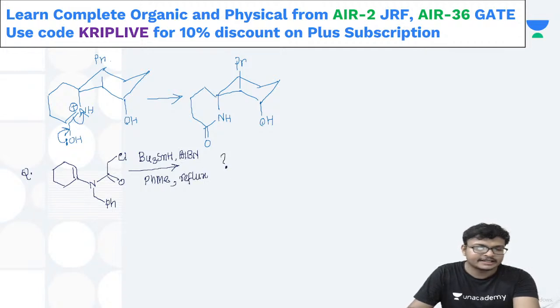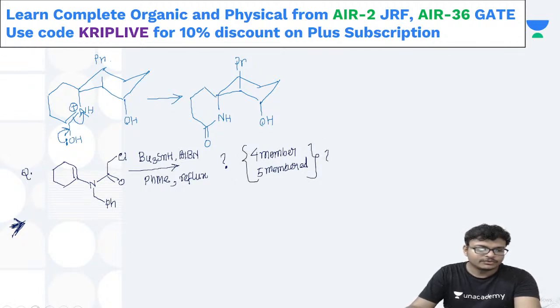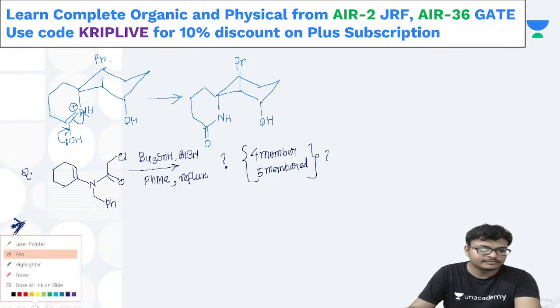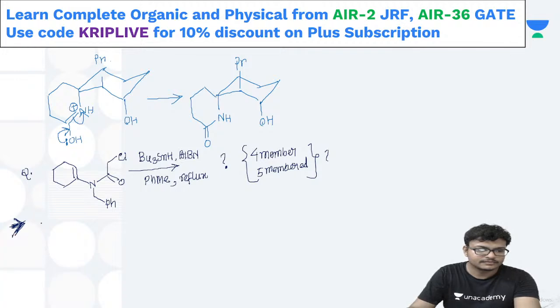Now you have to tell me what is the correct answer, like the final product. I'm embroidering, or tell me everyone, will we be getting embroidering? What is the thing that you get? What will you get? So Bu3SnH, AIBN. So this is the radical initiation, right?